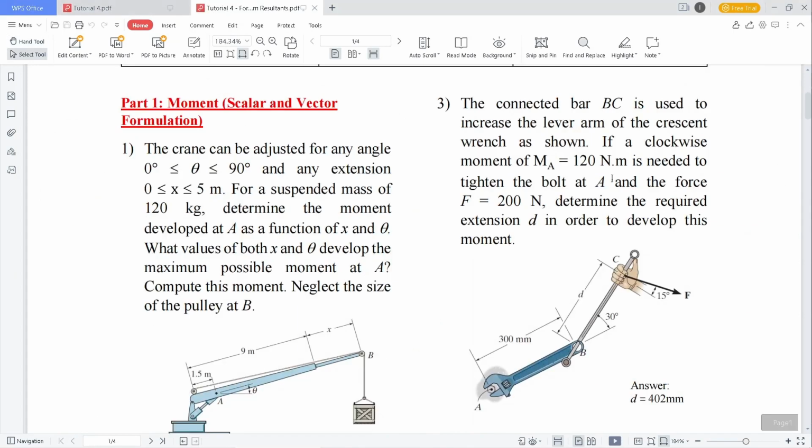Relating to answering question number 3, we are given a system A, B and B, C, the lever, and the question asks what is the distance D, which is indicated from B to C point. This problem has only a singular force, which is force F of 200 Newton, and we are given moment A of 120 Newton meter in the clockwise direction.